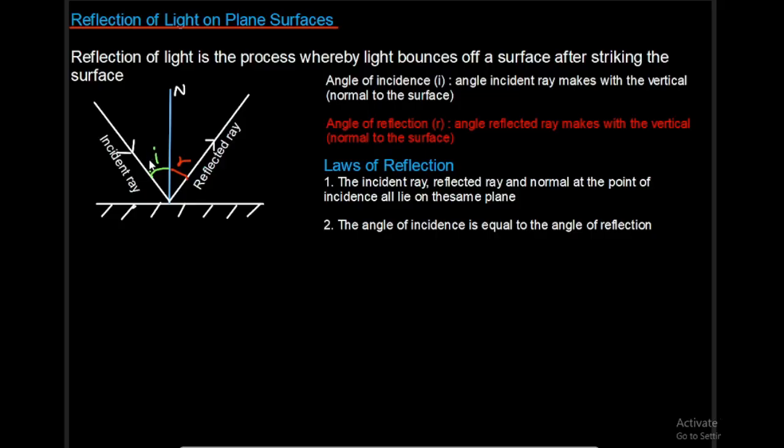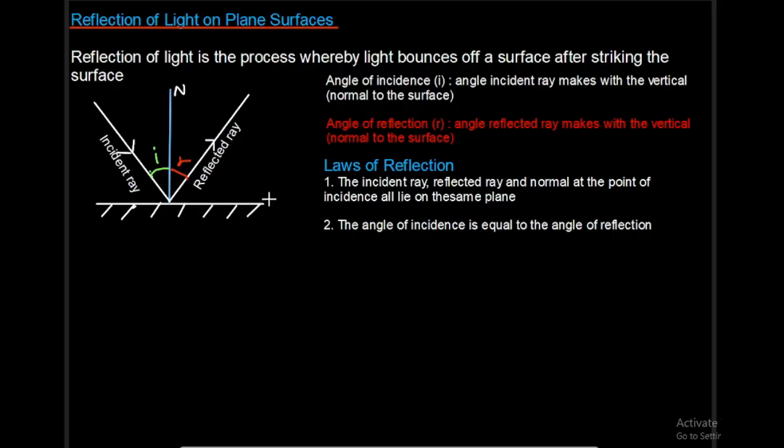Very important. And then the angle of reflection is the angle the reflected ray makes with the normal. That's what we call the angle of reflection. You can see it stated here: angle of incidence, the angle the incident ray makes with the vertical, which is also the normal to the surface. Angle of reflection, the angle the reflected ray makes with the vertical. The vertical is also known as the normal to the surface.